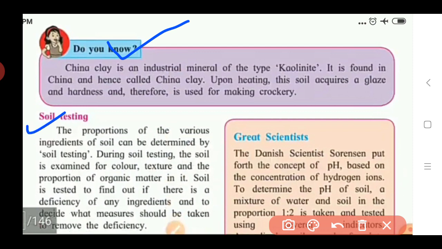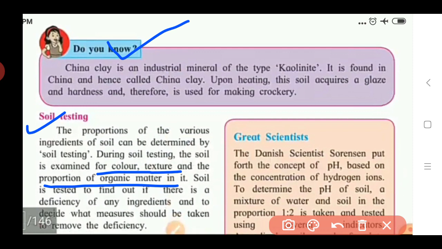So how is the soil testing done, or what is the importance of soil testing? See here, the proportion of the various ingredients of the soil can be determined by soil testing. So if you have to check which components or organic matter are present in that soil, soil testing is very important. During soil testing, the factors examined are the color, the texture, and the proportion of organic matter in it. These factors are examined and tested to see in which amount they are present, whether it is less or more. In that way soil testing is done.